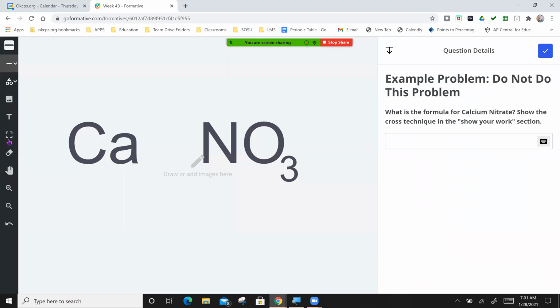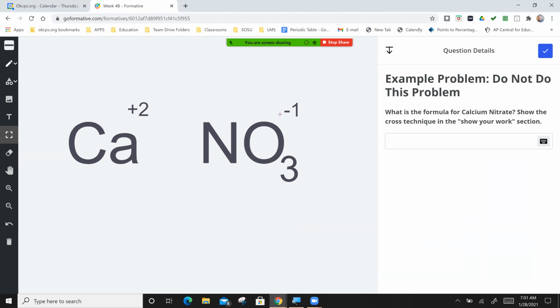So we're going to go put our charges in for calcium and nitrate. So calcium, we said, was a +2. So let's write that in, +2. And nitrate was a -1. And we'll move those to the right place. Now, we have a +2 and we have a -1. Now, do the sum of the charges equal 0? And the answer is no. 2 plus -1 does not equal 0.